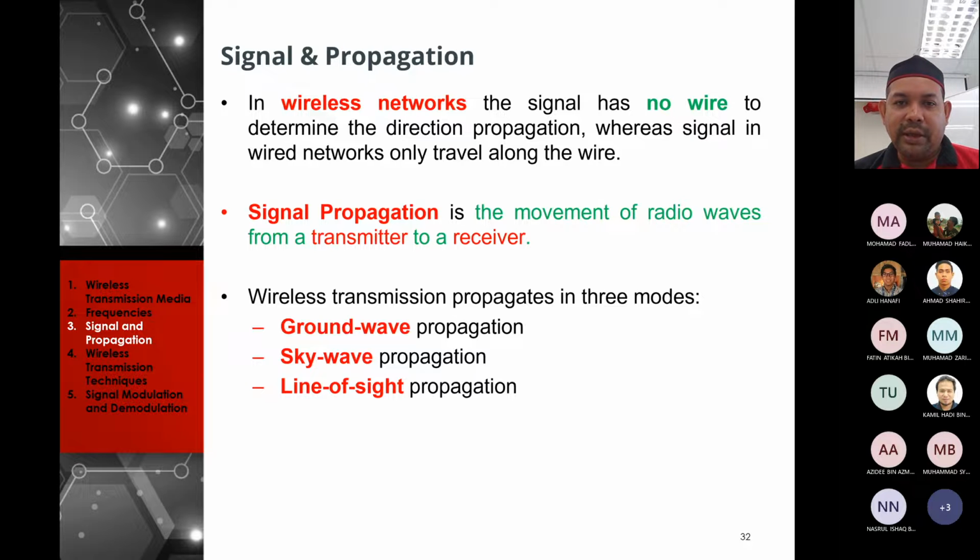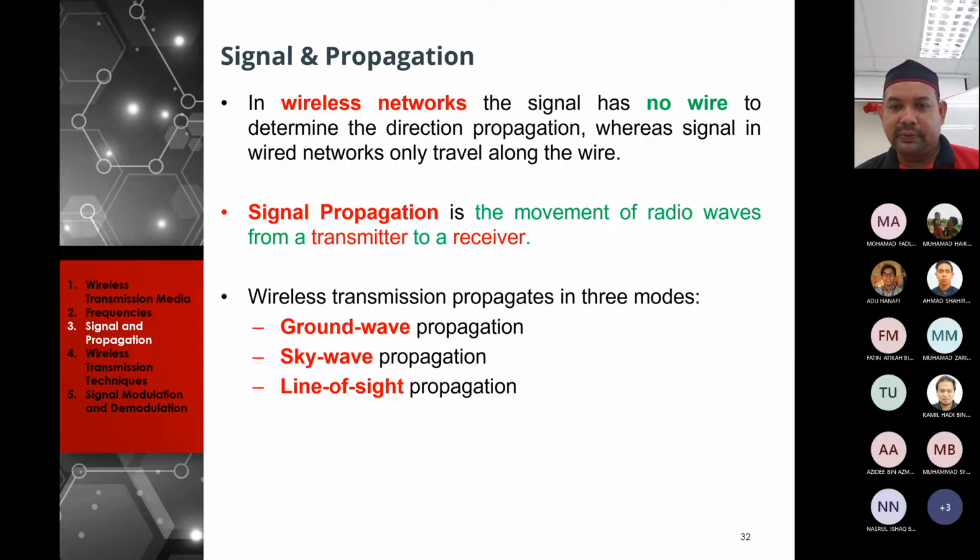Okay, signal and propagation in wireless network. The signal has no wire to determine the direction of propagation, whereas signals in wired networks only travel along the wire. Signal propagation is the movement of radio waves from a transmitter to a receiver. Wireless transmission propagates in 3 modes: ground wave propagation, sky wave propagation, and line of sight propagation.